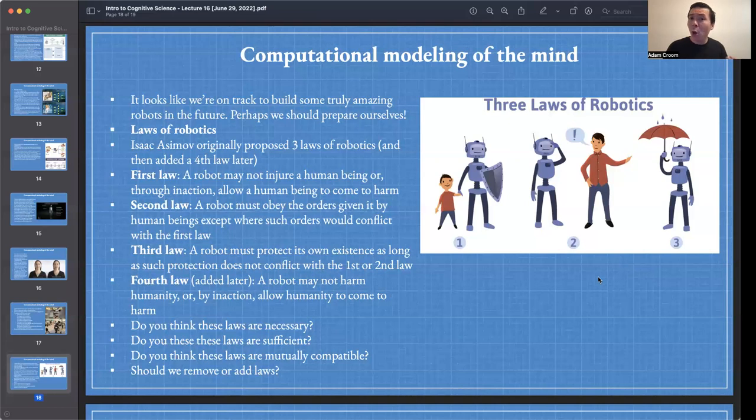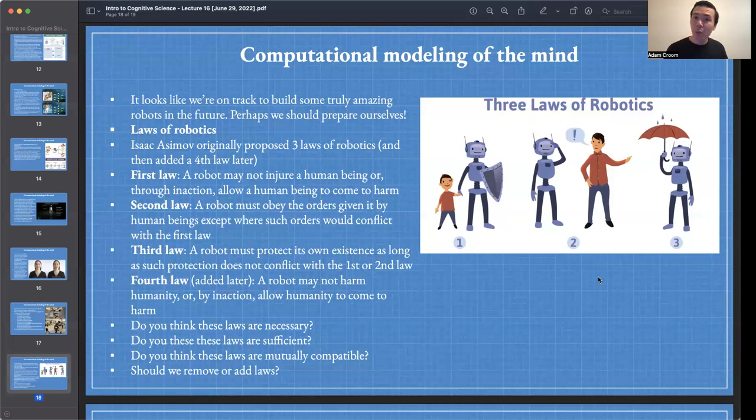Do you think these laws are sufficient? Do you think that these laws are enough? Or do we need additional laws to add to this? Do you think these laws are mutually compatible? Right? When we look at each of these laws, although independently they might sound convincing, are they mutually compatible with each other? For example, a robot may not harm humanity or by an action allow humanity to come to harm.